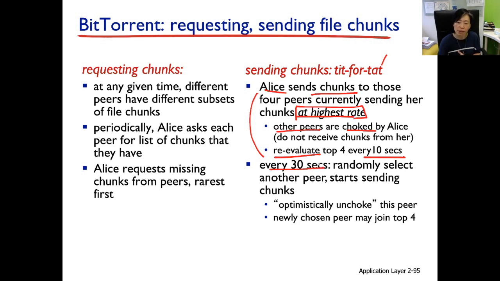So every 30 seconds, Alice will be very generous, okay? And not look at the sending rate coming from the neighbors, but just randomly pick one of them and start sending chunks to them. So optimistically unchoke a particular peer. Now the newly chosen peer will join the top 4 and receive chunks from Alice. But this is done at a lower frequency, only every 30 seconds.